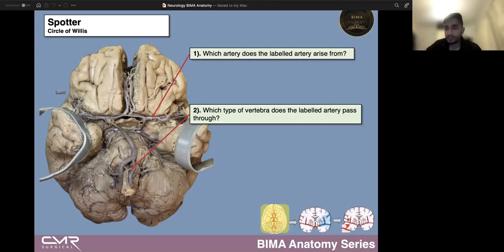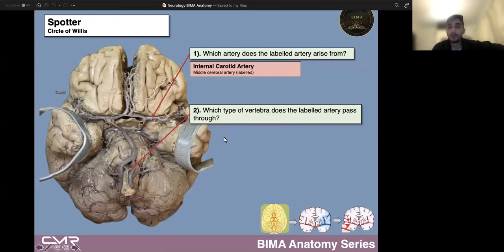Yep, so the people who've answered so far have got it correct. It's the internal carotid artery. And the arteries which arise from the internal carotid artery are the middle cerebral artery and the anterior cerebral artery. And we can see here the artery which is being labeled is the middle cerebral artery.